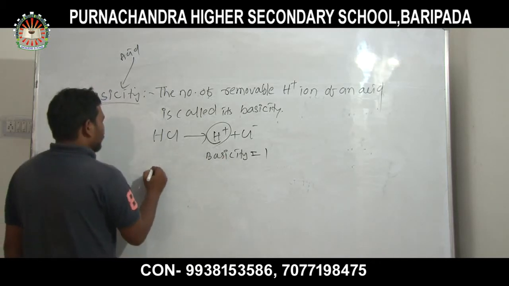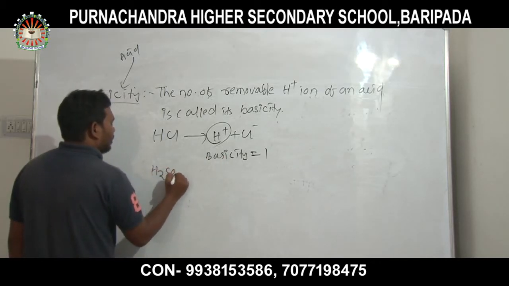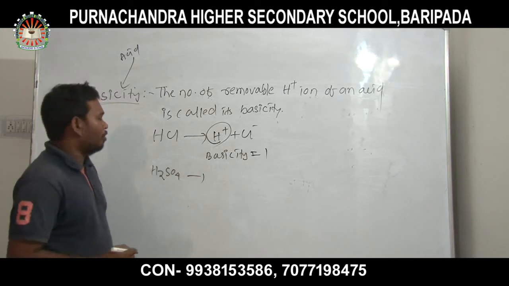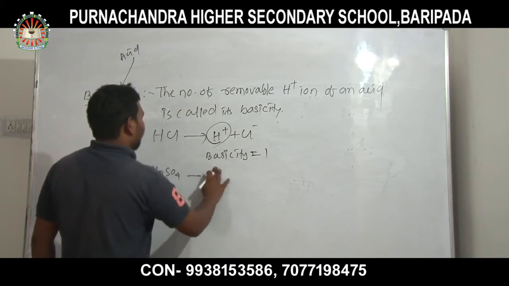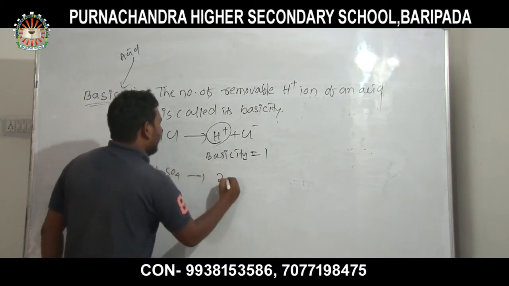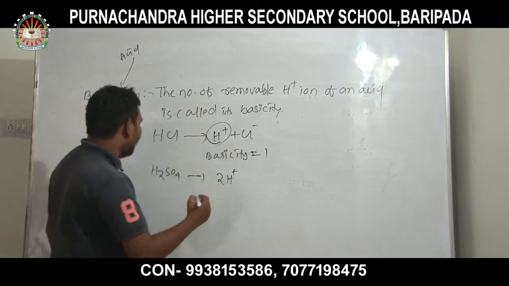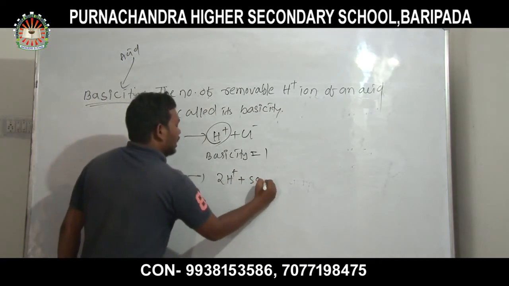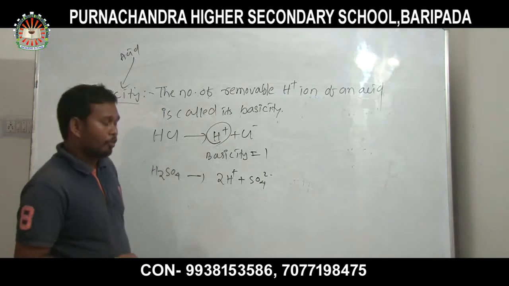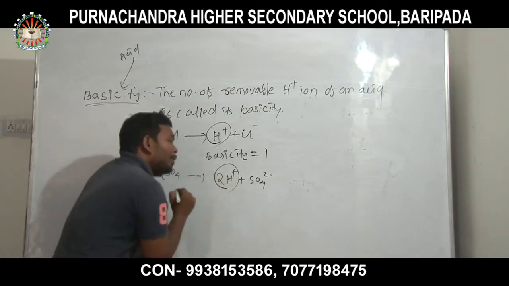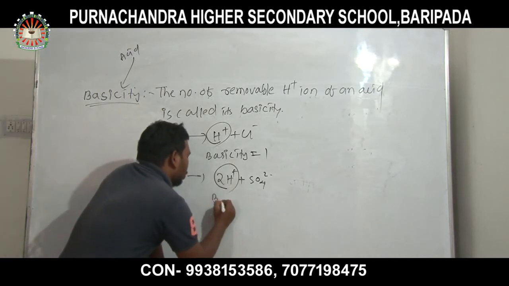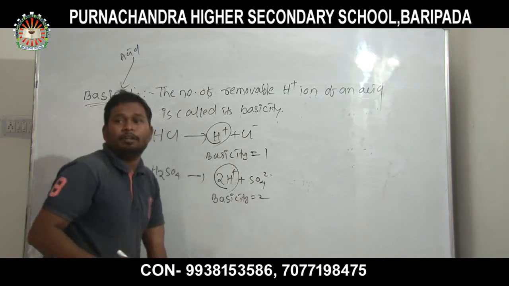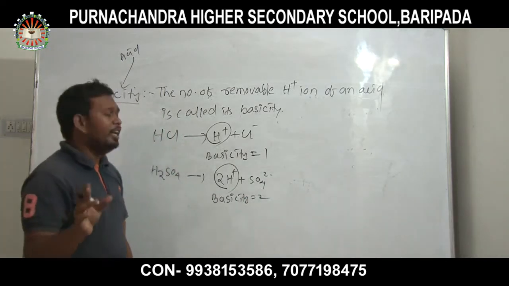Similarly, H2SO4. When H2SO4 dissociates or breaks, it gives 2 H plus ions plus SO4 2 minus ion. So here the number of removable or replaceable H plus ions is 2. Thus, its basicity is 2.